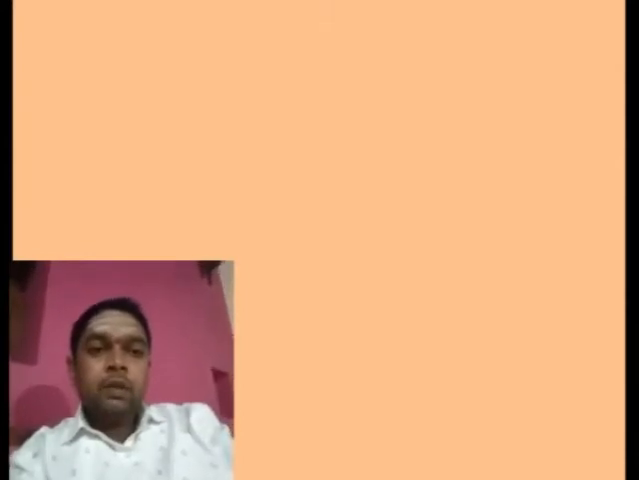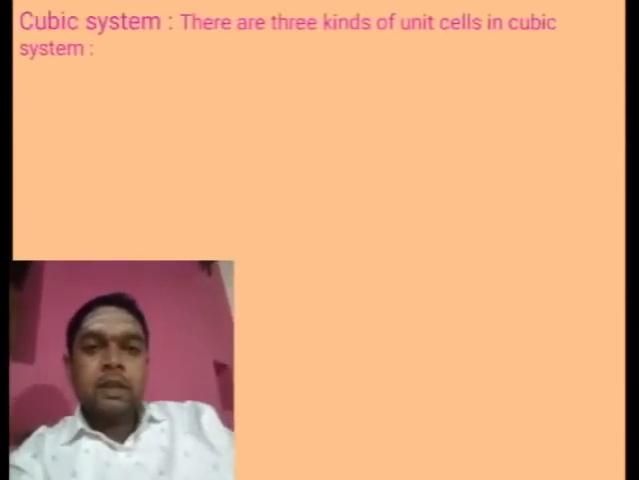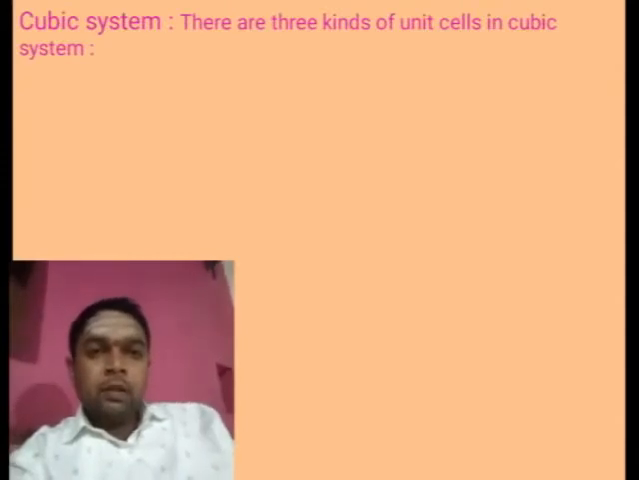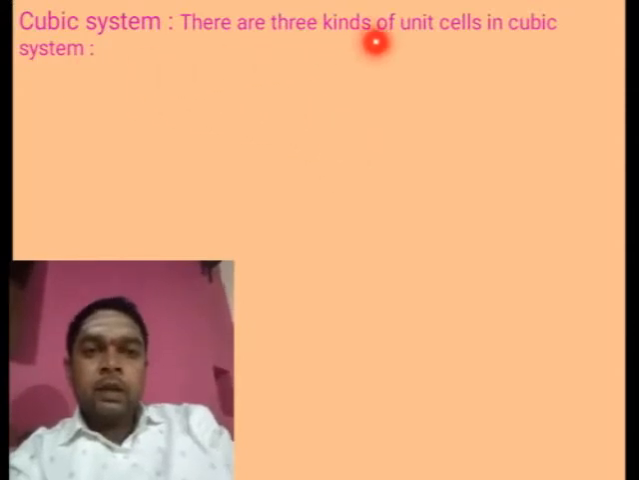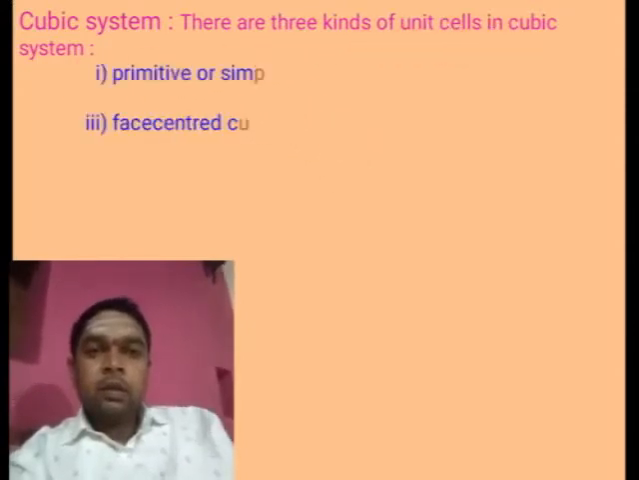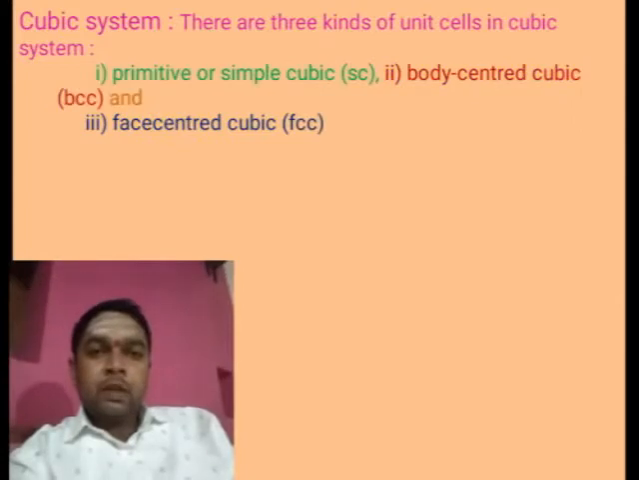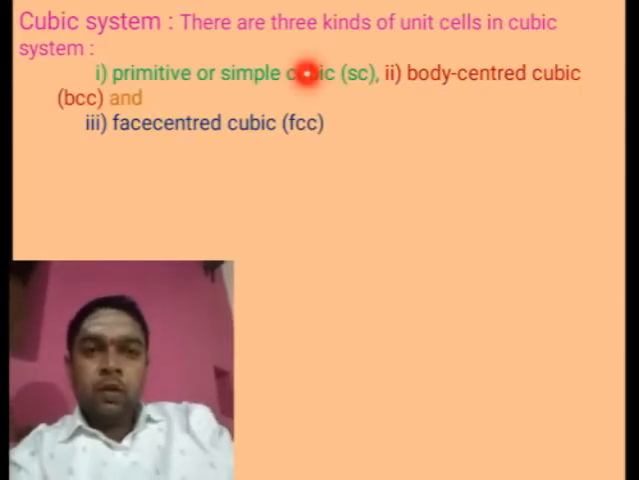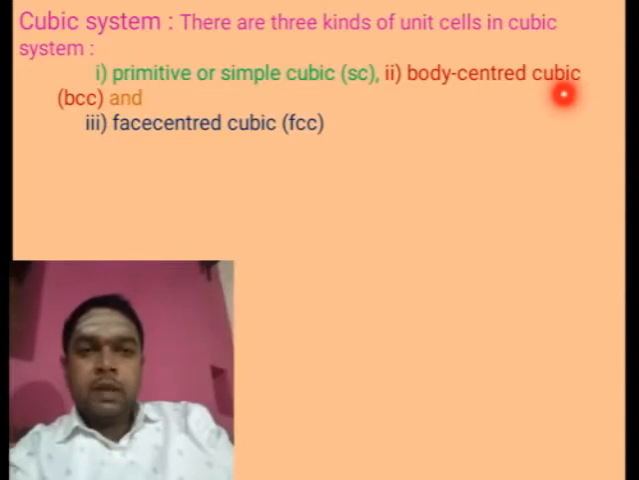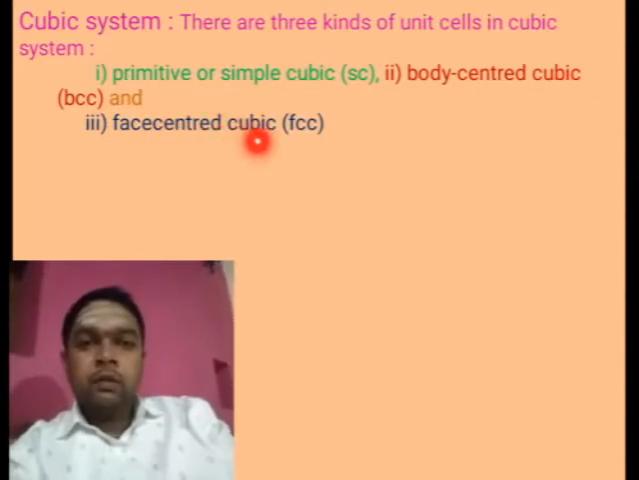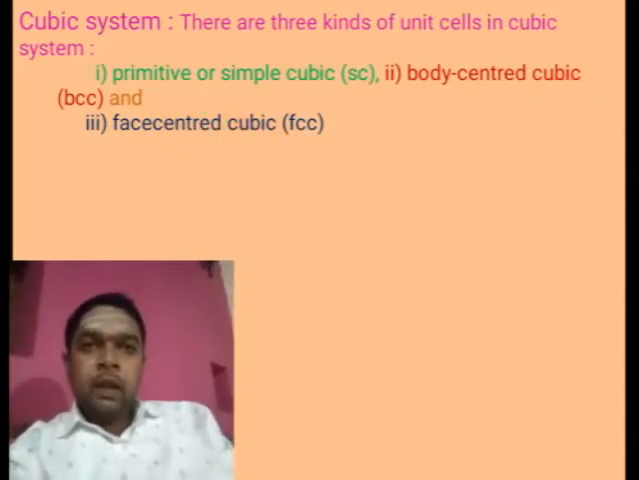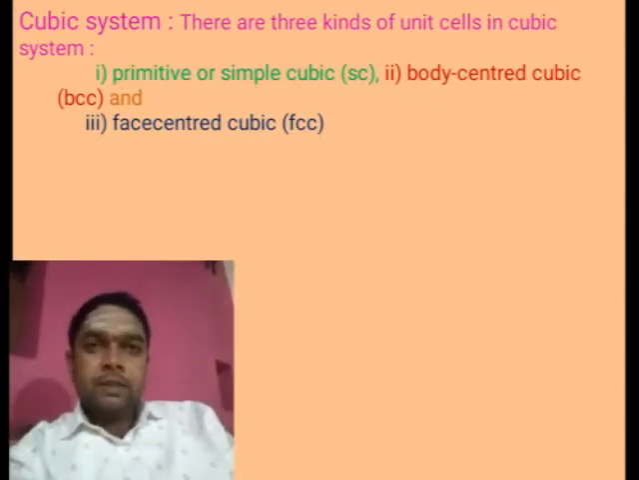In this part, we have to see the three types of cubic lattices, or the cubic system. There are three kinds of cubic systems. These are: first, primitive or simple cubic; second, body-centered cubic; and third, face-centered cubic. These are the three cubic systems.